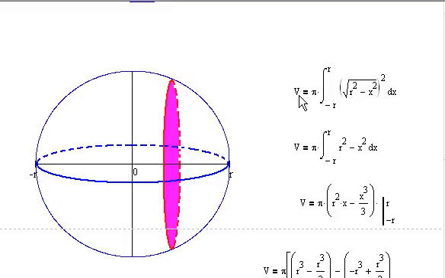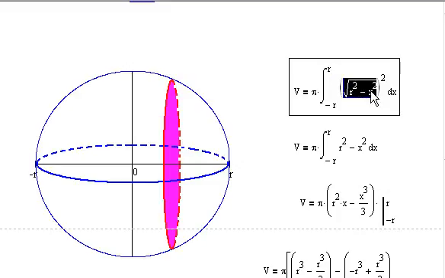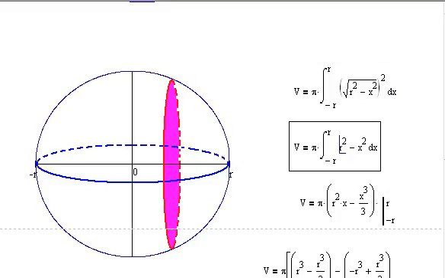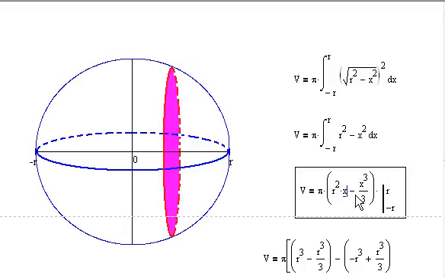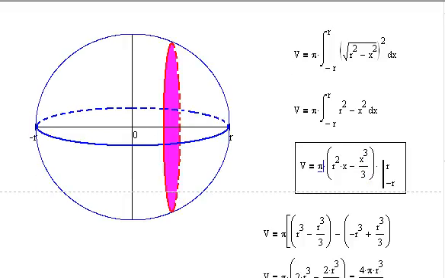So the volume would be pi times the integral from negative r to r of the radius of that disk, which is square root of r squared minus x squared, squared, which is kind of nice because we get rid of the radical that way, times the thickness of the disk dx. So integrating r squared minus x squared, remember r is a constant, we just get r squared times x minus x cubed over 3. Of course, times pi, and evaluate that at r, and subtract that evaluated at negative r.